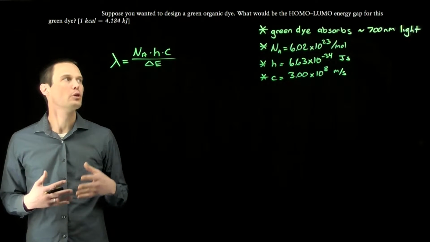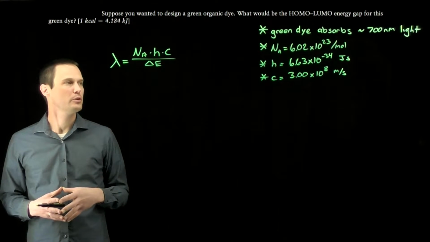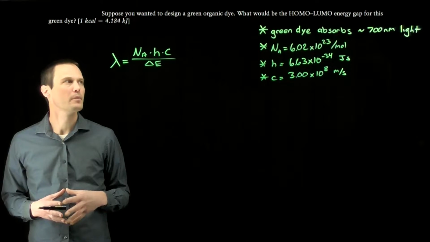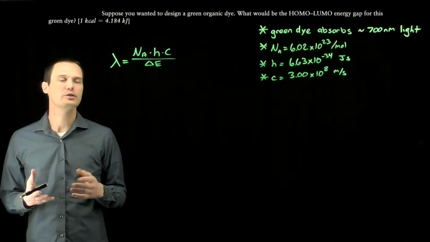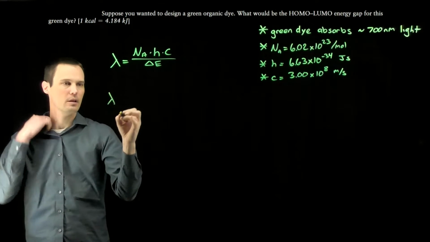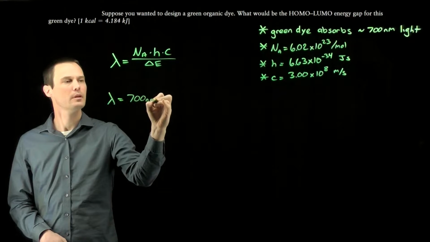Green dye would absorb approximately 700 nanometer light. N_A is Avogadro's number, h is Planck's constant, and c is the speed of light. We'll need to know those values as well. We can use those values in this equation to calculate our delta E. And so the wavelength of light is approximately 700 nanometers.